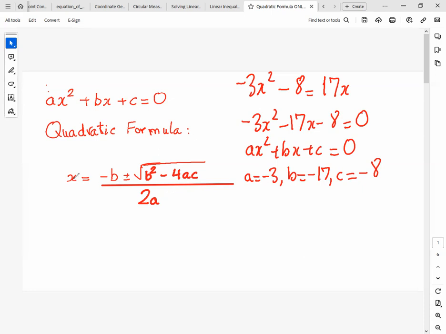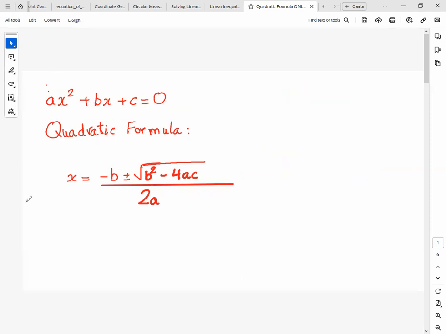So I hope this is clear. First, please write your equation in ax² + bx + c = 0 form. All terms on one side and 0 on the other side. So the quadratic equation must be in this form. Then you can apply the quadratic formula. Once it is in this form, ax² + bx + c = 0, then you identify a, b and c.